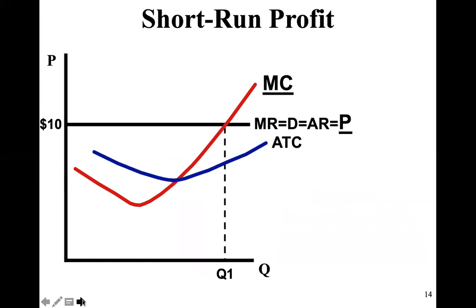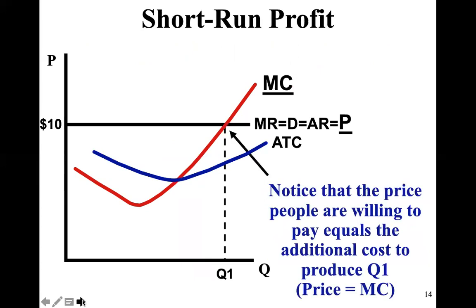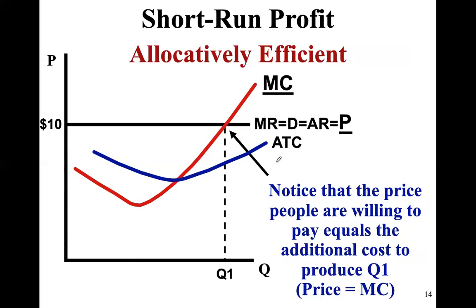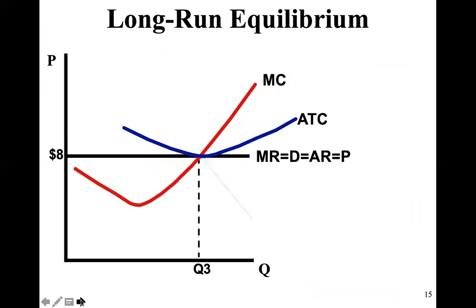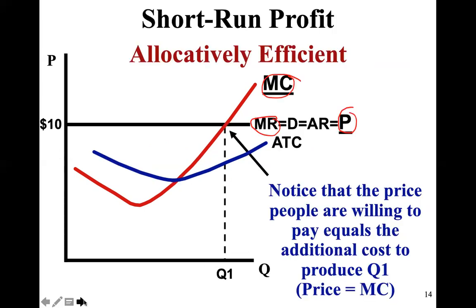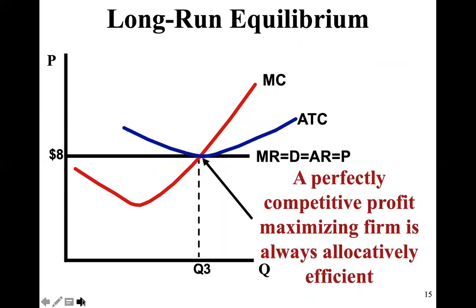What about allocatively efficient? In the short run, we are allocatively efficient. Why? Because price equals marginal cost. We're always going to choose to produce where MR equals MC. And because of our friend Mr. DARP, marginal revenue equals the price. So whether we're making a short run profit or a short run loss, we are going to be allocatively efficient in the short run. And we're obviously going to be allocatively efficient in the long run as well, because price is always going to equal the marginal cost.